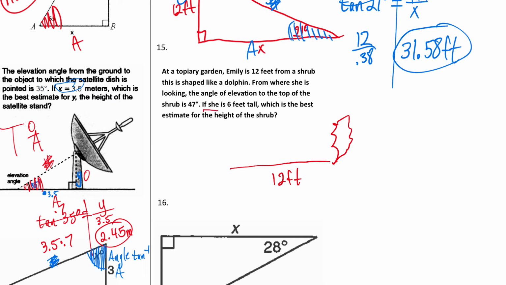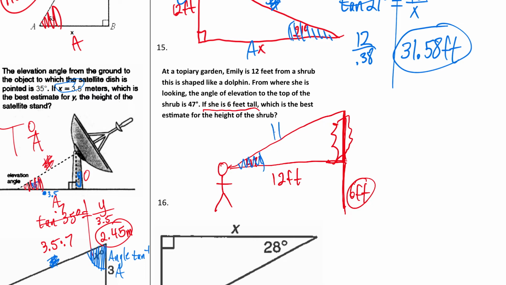Okay, so on this one, it's accounting for how tall she is as she looks. So she's standing here. She's 6 feet tall. And the angle of elevation to the top of the shrub is 47 degrees. So what we want to know is the height, but what we have to figure is we've got to find this first, and then on top of that, we've got to add her height, which is 6 feet. But we'll get to that 6 feet in just a second. So let's think about this.